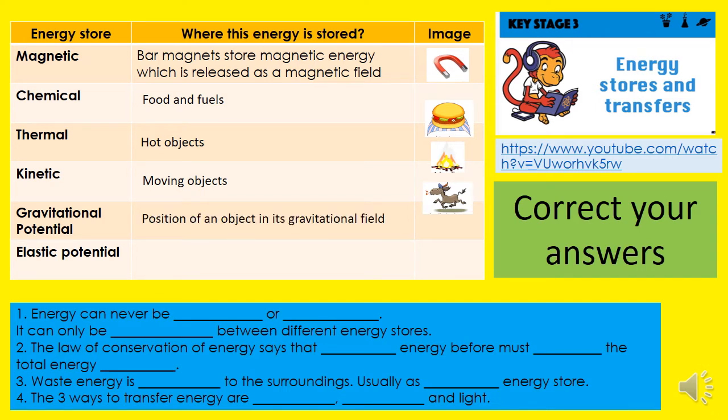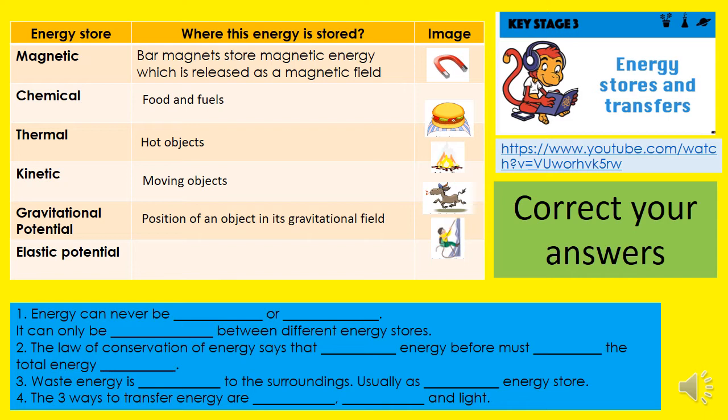Gravitational potential energy store refers to the position of an object in its gravitational field. So the closer you are to the ground, the less gravitational potential energy store you have. And the higher up you are from the ground, the more energy you have in the gravitational potential energy store. So as you can see, this rock climber, the higher he climbs up the mountain, the more energy he has in his gravitational potential energy store.